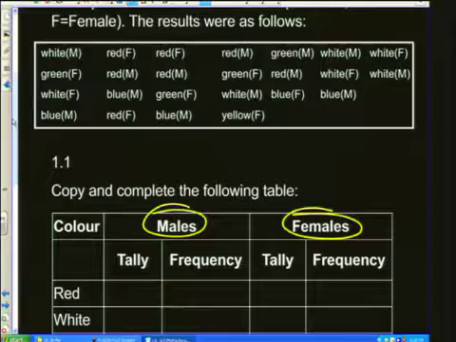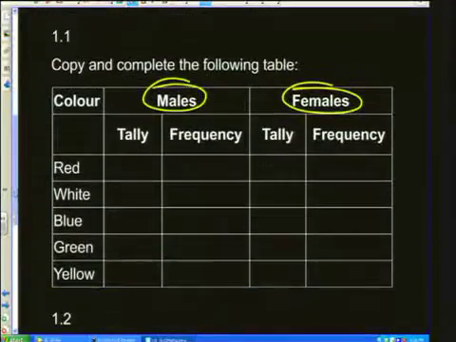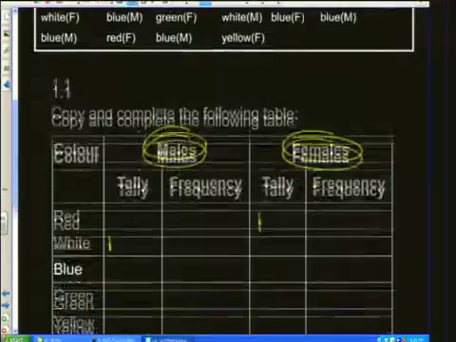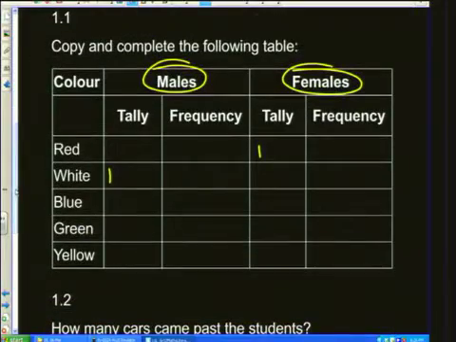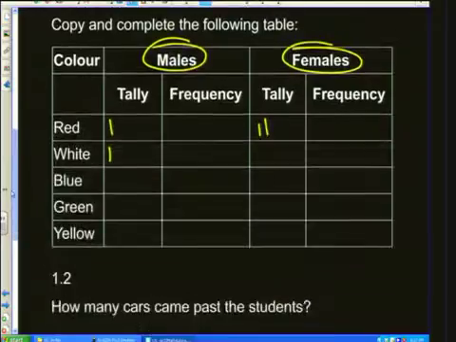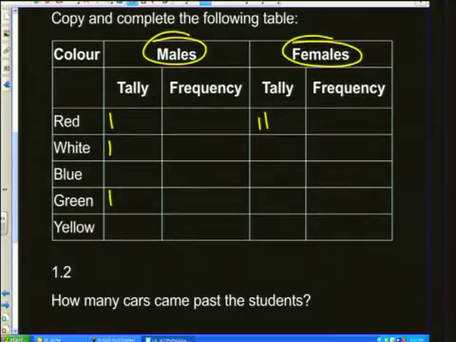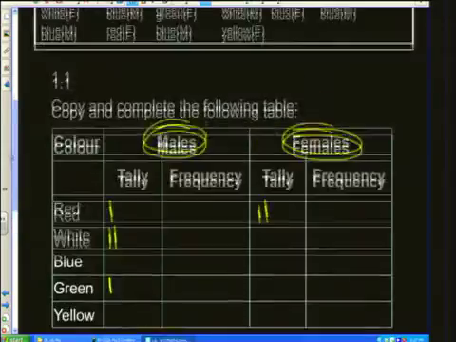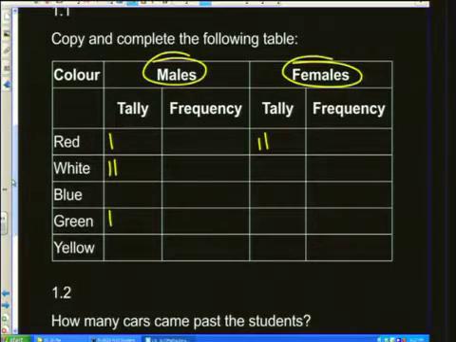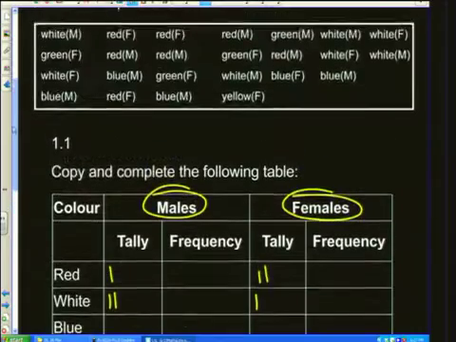Now, white male, red female. Cool. Next one. We have red female, red male, red male. Next one. We have green male, white male. And then we also have a white female. Cool. You understand how we're going along here? We have to do the whole thing, so let's go quickly.